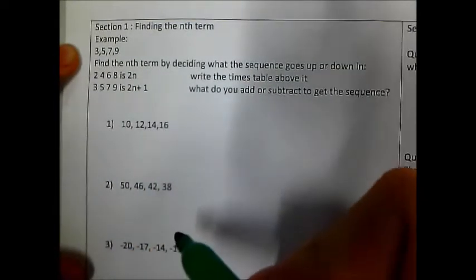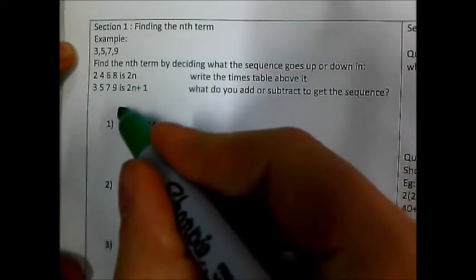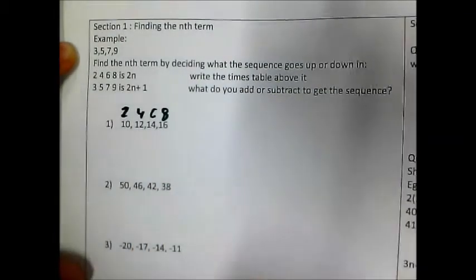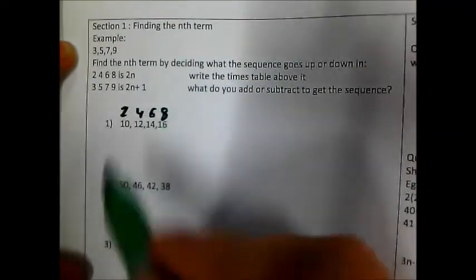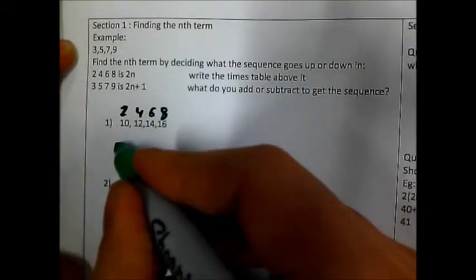Here we've got the sequence 10, 12, 14, 16. It's going up in twos, so I'm going to write the 2 times table above it: 2, 4, 6, and 8. Now that 2 times table can be written as 2n.